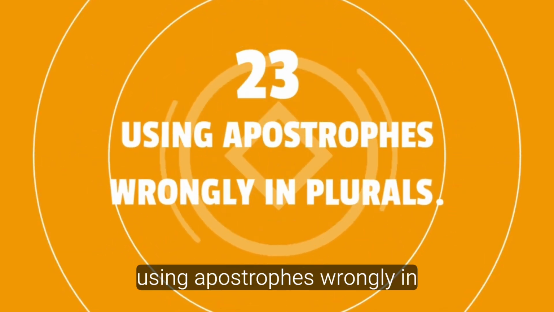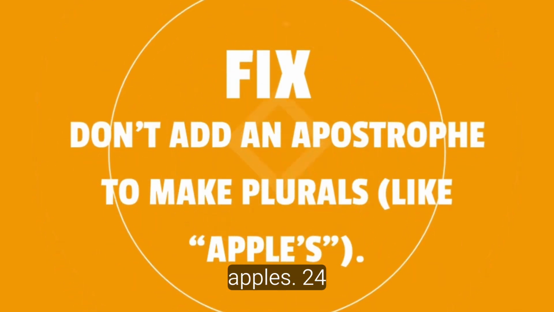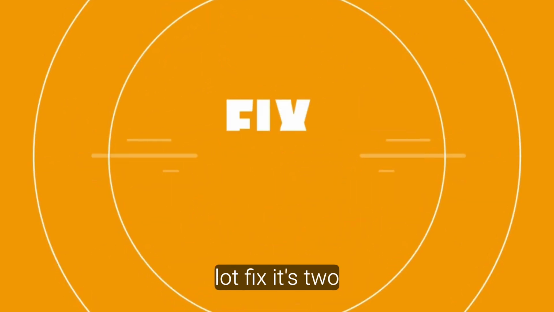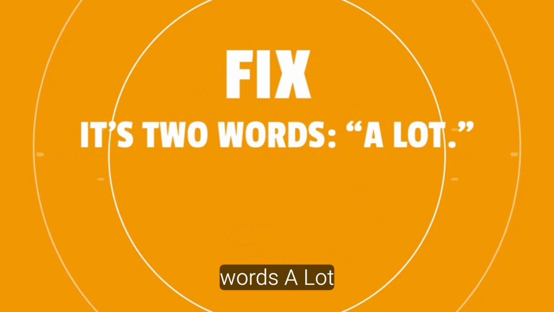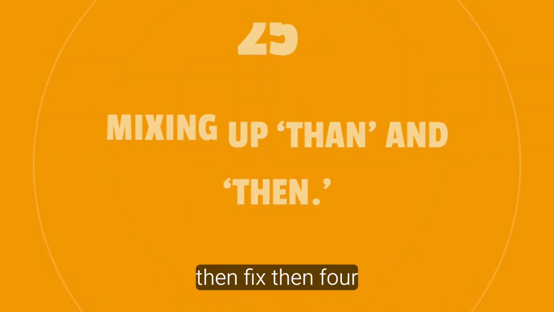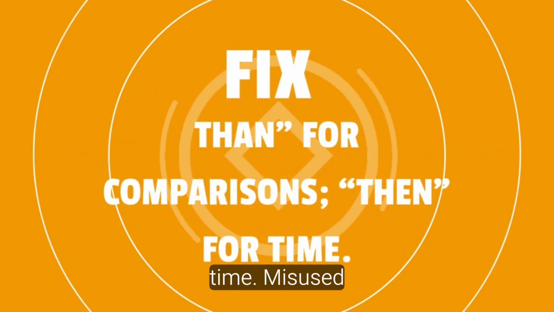23. Using apostrophes wrongly in plurals. Fix, don't add an apostrophe to make plurals, like apples. 24. Writing a lot instead of a lot. Fix, it's 2 words, a lot. 25. Mixing up then and then. Fix, then for comparisons, then for time.